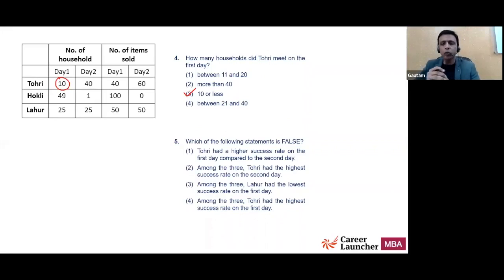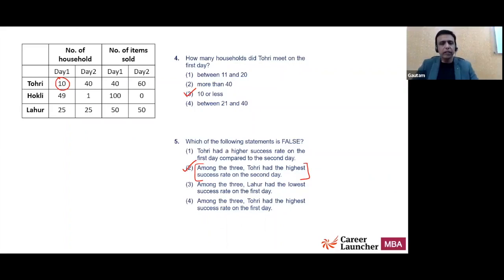And the last was, which of the following statement is false? Probably this could have been done even without solving this. This was probably the easy question. Because one of the statement clearly says that Tory had 75% success rate on day 2. So if we have probably figured out among the three, Tory had the highest success rate, could not have because it was already 75% of Lahore. So could not be true. So which of the statement is false? Definitely would go by option 2. Tory success rate cannot be the highest on day 2.